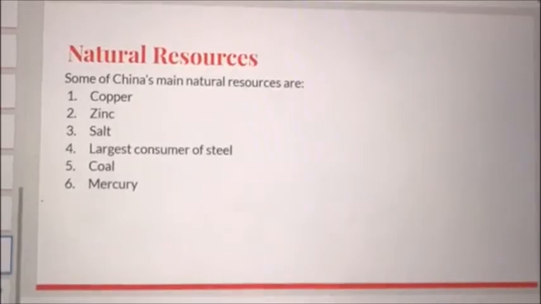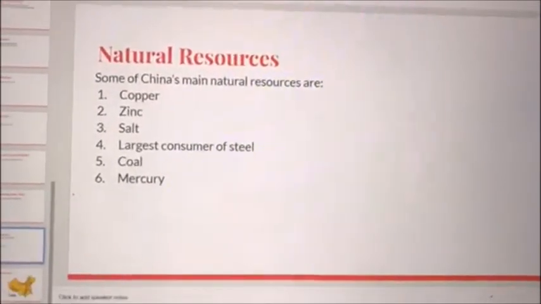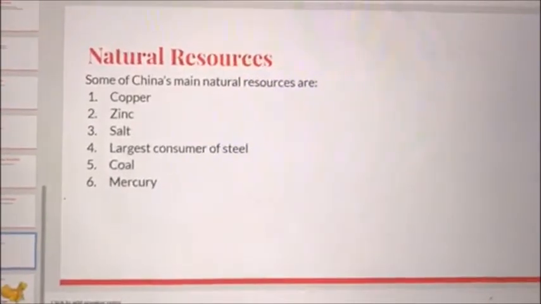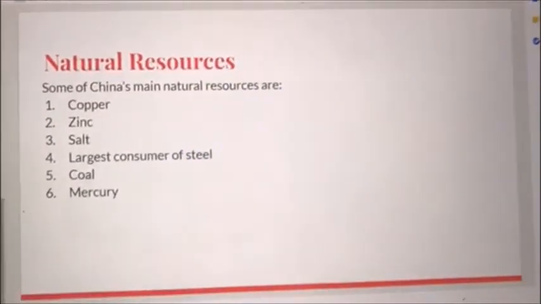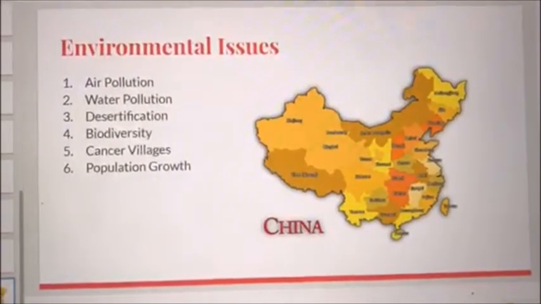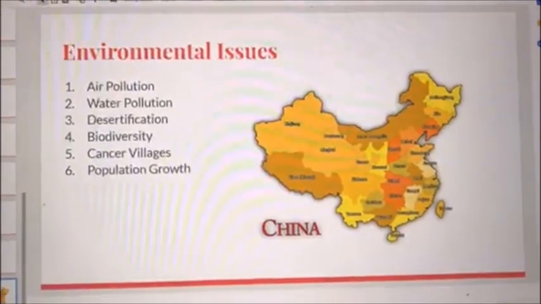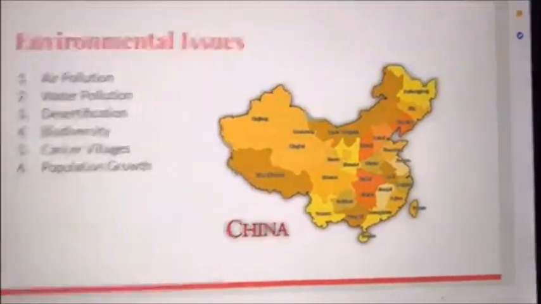Natural resources. Some of China's main natural resources are copper, zinc, salt. They are the largest consumer of steel, coal, mercury. Environmental issues: air pollution, water pollution, desertification, biodiversity, cancer villages, and population growth. And here's a map of China.